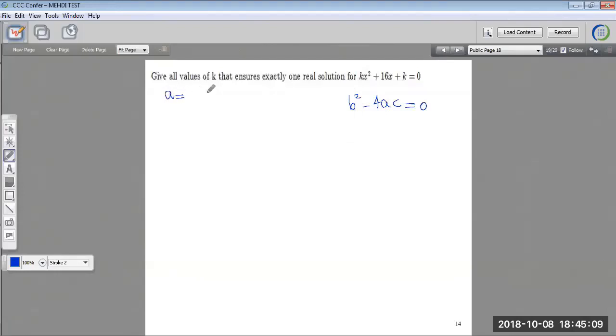Your a in this case is k. That's the coefficient of x squared. Your b is the coefficient of x, which is 16, and your c is k. Let's substitute those values into this discriminant. b squared would be 16 squared, minus 4 times your a, which is k, and your c, also equal to k, equal to 0.